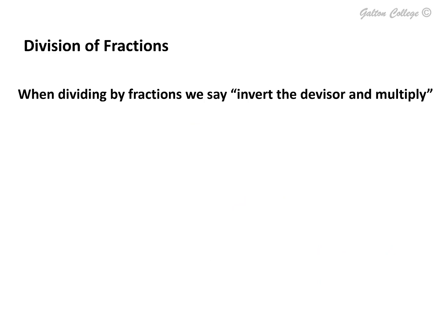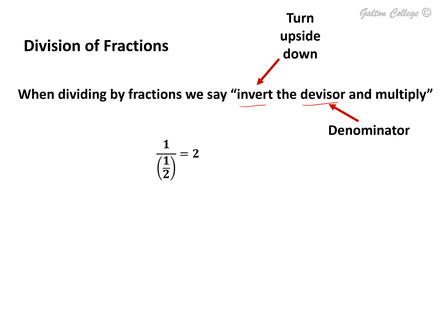So when dividing by a fraction, we say we invert the divisor, the number underneath, the denominator. We invert the divisor and multiply. Invert means turn it upside down. The divisor is the denominator. And here we've got it.